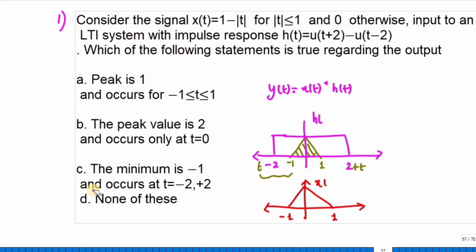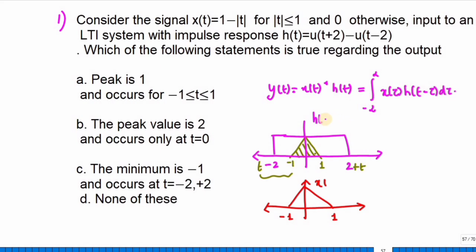So these are my options. You know the formula for convolution, right? y(t) = x(t) convolved with h(t). The formula is the integral from minus infinity to infinity of x(tau) h(t - tau) d tau.